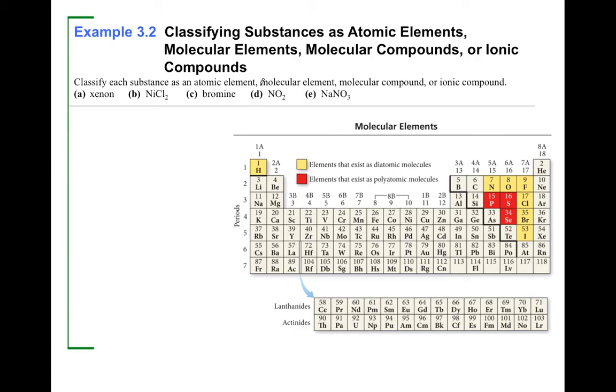So classify each substance as an atomic element, molecular element, molecular compound or ionic compound. All right, so if I see xenon, you might have to Google that or look it up in your book. I'm not guessing you would immediately know that xenon was right there, but I see that's an element, right? Now, is it yellow or red? No, it's not. And so xenon is going to be an atomic element. In other words, it doesn't show up as a molecule. Make a little note here. Xenon, you don't see a diatomic molecule of xenon, right? No, because it's not here in the yellow or polyatomic in the red.